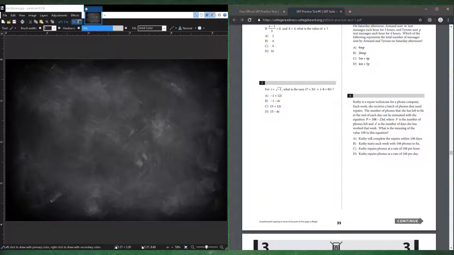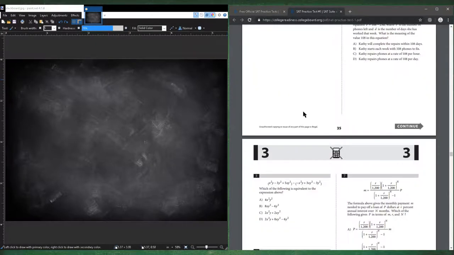This is just an interpretation question, so we need to read what the equation means. The equation is the number of phones that she has left to fix. It's also shown here by P. P is the number of phones left. So if D is 0, then 0 times 23 is 0 and 108. So that's just left with the 108. So the 108 is telling me that there is 108 phones in the beginning. So which one does that say? Kathy would complete the repairs within 108 days. Nope, it's talking about the phones. So, starts each week with 108 phones to fix. Yes, so the answer is B, because that's what we're looking for, the amount of starting phones she has to fix. Pretty basic question.